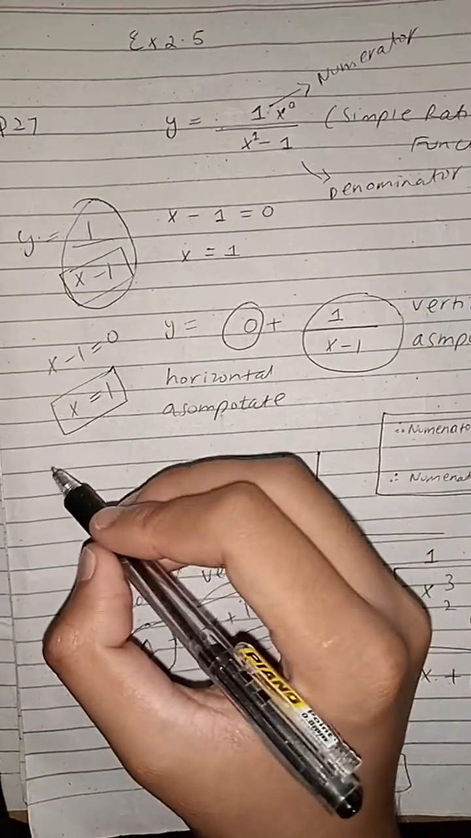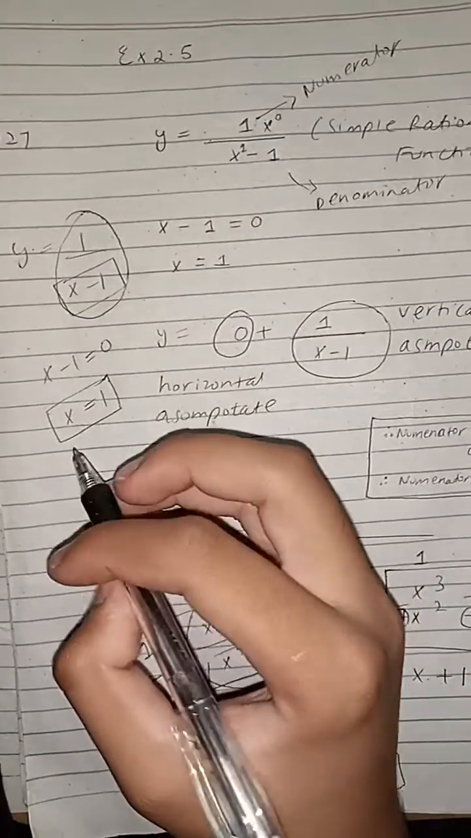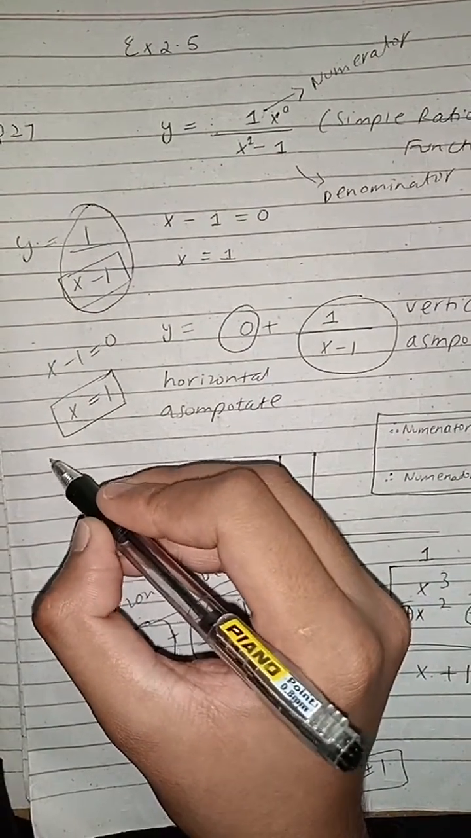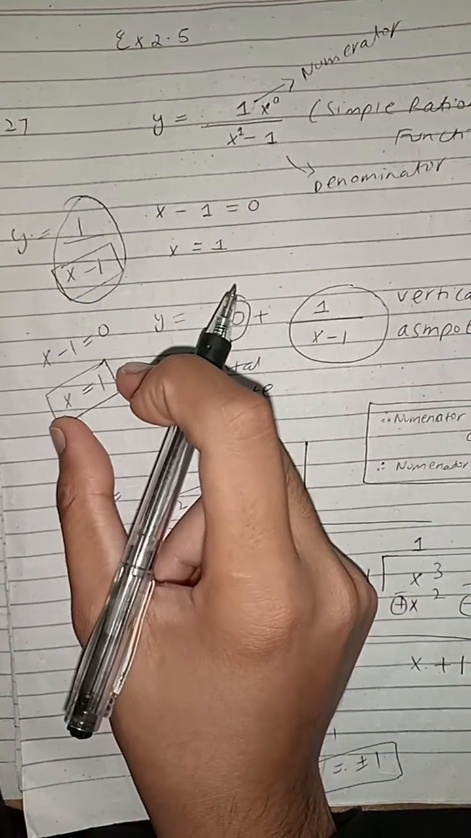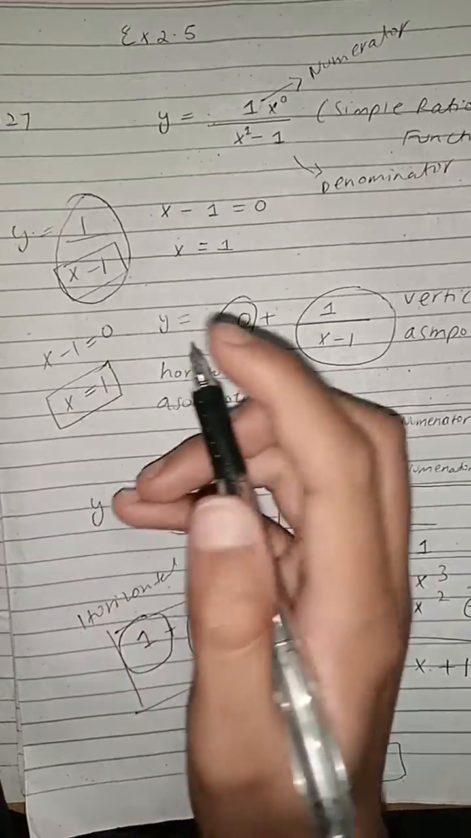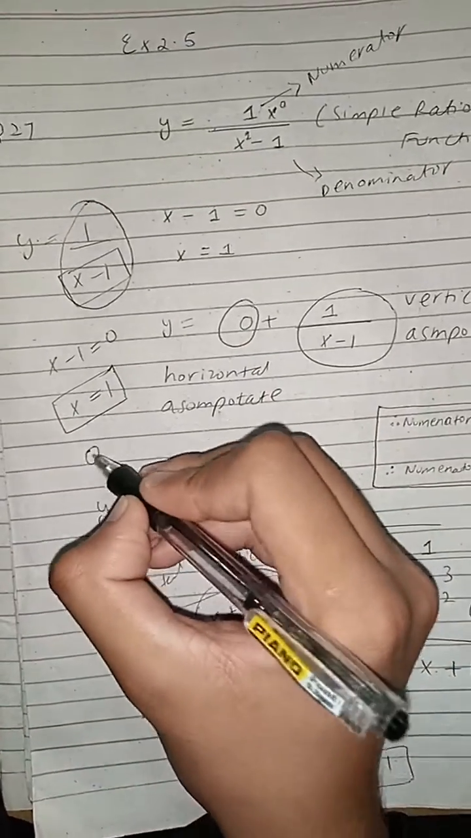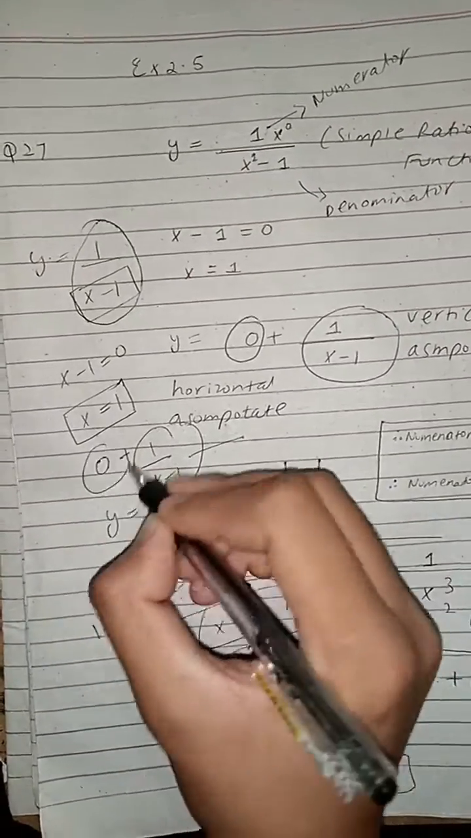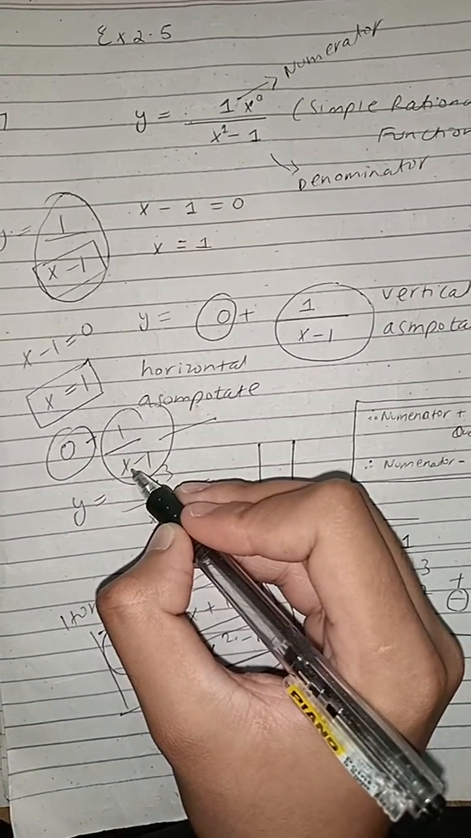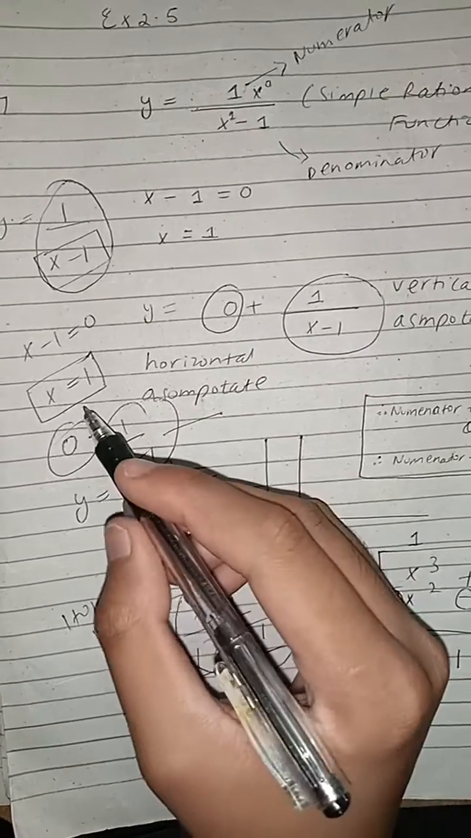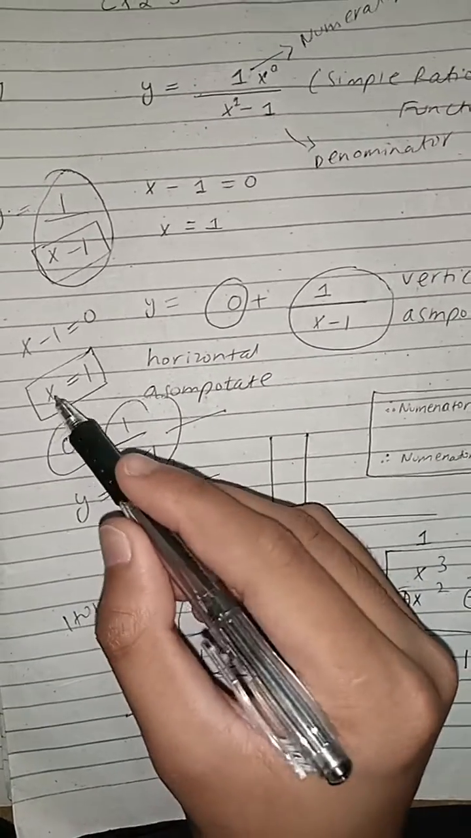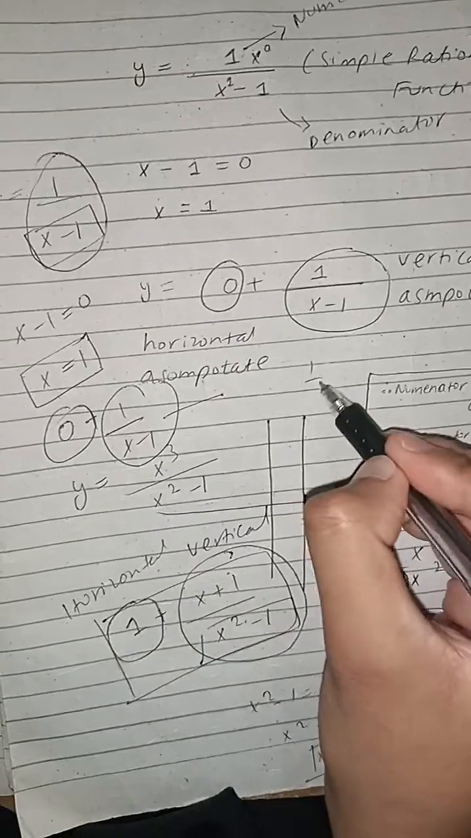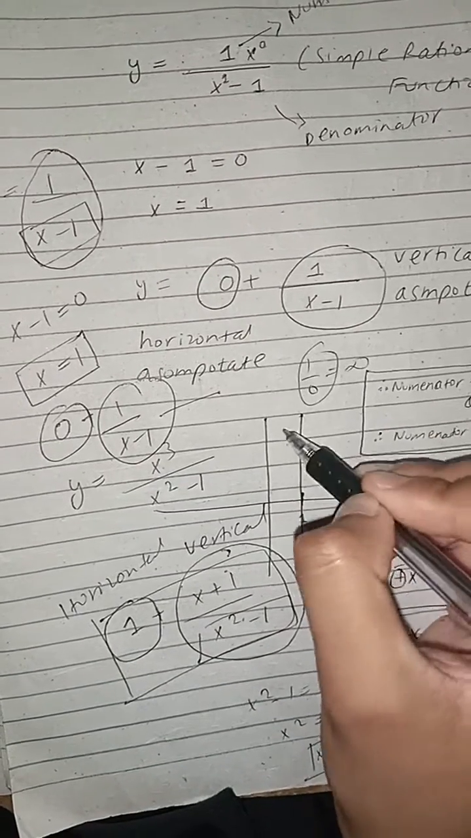So x is equal to 1 is the vertical asymptote. What will be its horizontal asymptote? There is no extra value, so we say 0 plus 1 by x minus 1. This is the vertical one and this is the horizontal one. Now we make the vertical one. If we put the value here, it will be 1 by 0, which is equal to infinity. So we plot it on the graph.